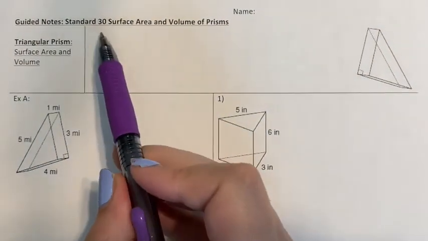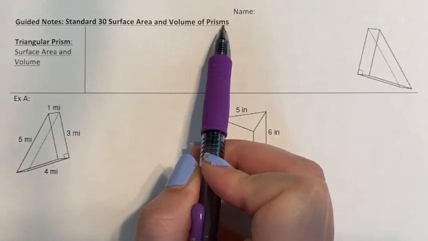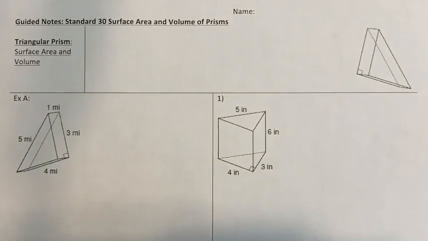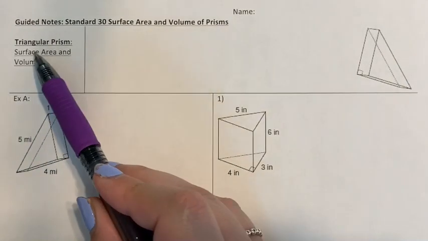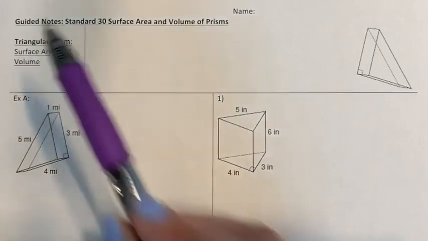This week we're going to take a look at standard 30, surface area and volume of prisms. And if you look at our guided notes, you'll see that there are actually 4 different prisms that we will calculate the surface area and volume for. So I will do 4 separate videos, one for each type. So for this first video, we're just going to look at triangular prisms, meaning that the bases are triangles.